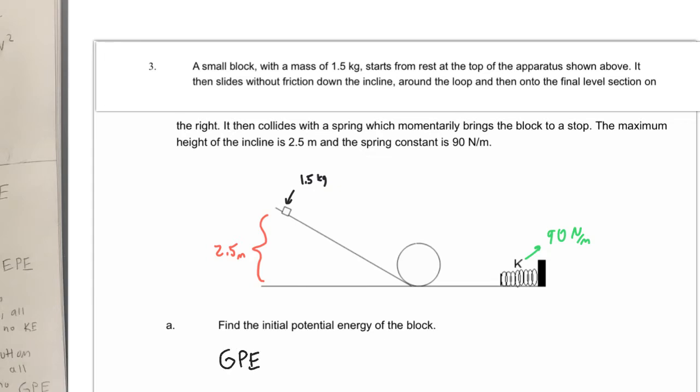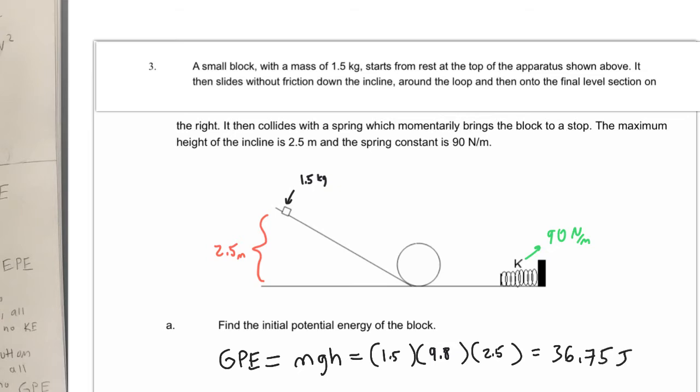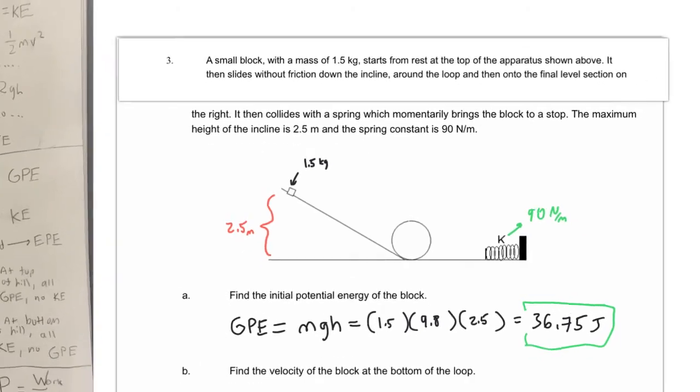GPE equals mass times gravity times the height. Again, we don't need any unit conversions. We can just plug all the numbers right in. So the mass happens to be 1.5, 9.8 for gravity, and the height is 2.5. And when we use a calculator to multiply all that, we get 36.75, and that would be joules. So once again, I do believe the teacher probably would appreciate, at least at the very end, to have the unit of measurement in the final answer.